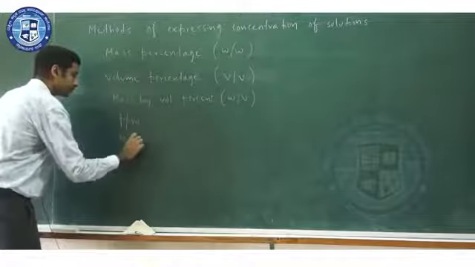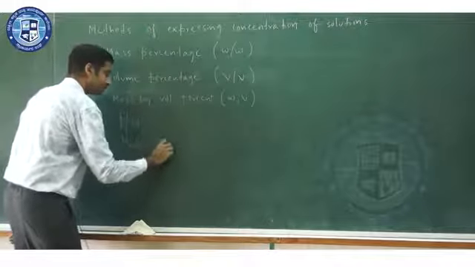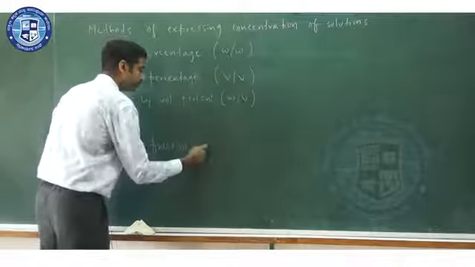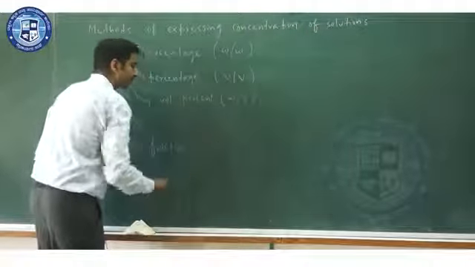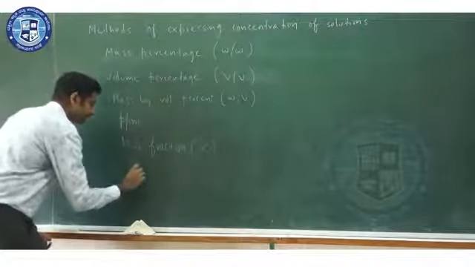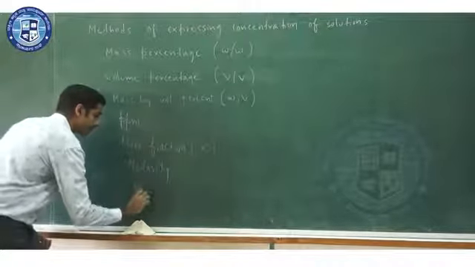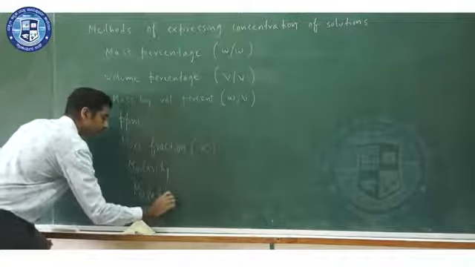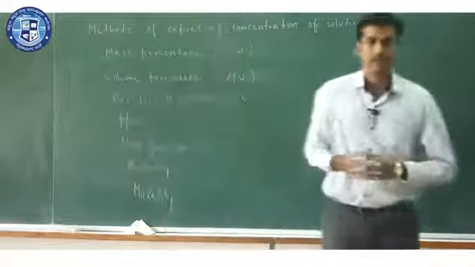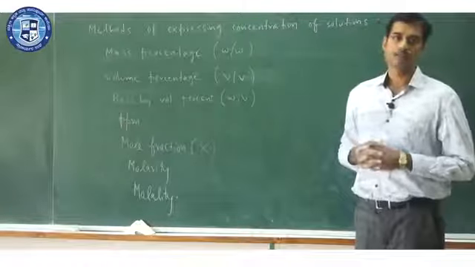The other methods will be mole fraction, symbol will be chi, or you might have molarity and molality. Now all these methods have been taken up in your first PU, basic concepts of chemistry.